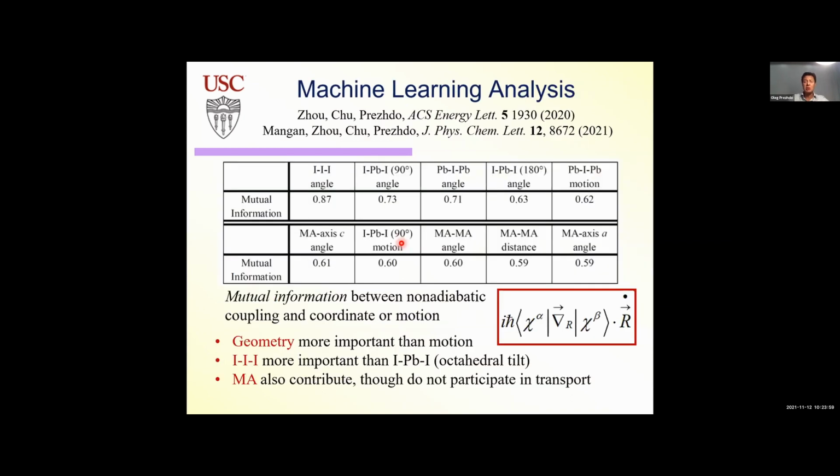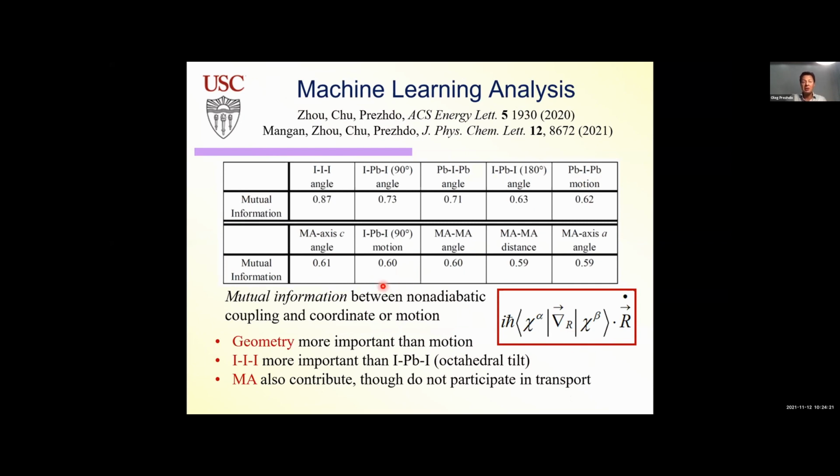So once we started doing machine learning, we looked at this issue, and what we've done was very simple. We just computed mutual information, figure out what's more important in this perovskite for the non-adiabatic coupling, basically, and for the charge carrier lifetime and for the band gap. Is it motion or is it geometry? And if it's geometry or motion, what kind of geometry and what kind of motion?